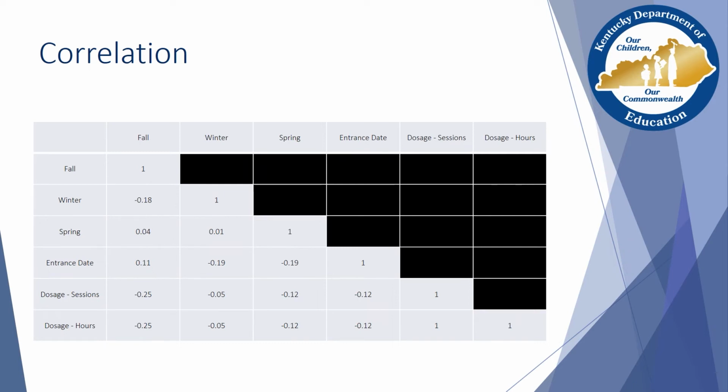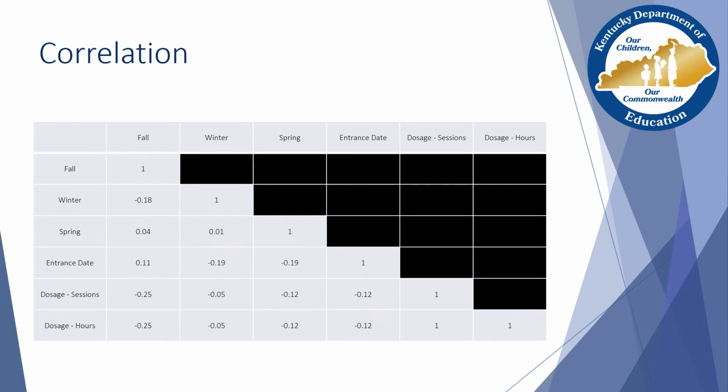Remember that correlations are on a scale of -1 to +1. We can see that the fall scores have a positive correlation of 1 to fall scores, because they are the same variable. You can also see that dosage in sessions has a positive correlation of 1 to dosage in hours. That makes sense because the dosage hours is directly tied to the number of sessions a student receives.